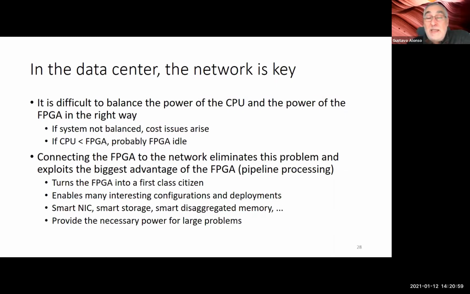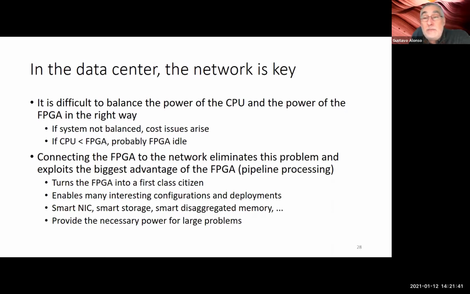And this is why now you are seeing things like smart NICs, smart storage, smart disaggregated memory, and all those sort of things. At the end of the day, if you think about data centers and the cloud, the way people get computing power is through distribution. They don't use one machine, they use 100 machines. They don't use one GPU, they use clusters of GPUs within one machine, but also across different machines, right? FPGAs are not going to be different. In order to tackle the problems that we have today, you're going to have to find a way to put 100 FPGAs together. You need to have a cluster of FPGAs. And this is only possible in an efficient way if you have access to the network.